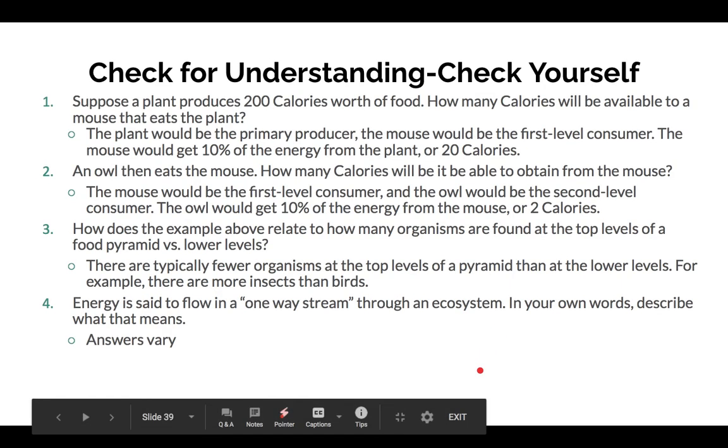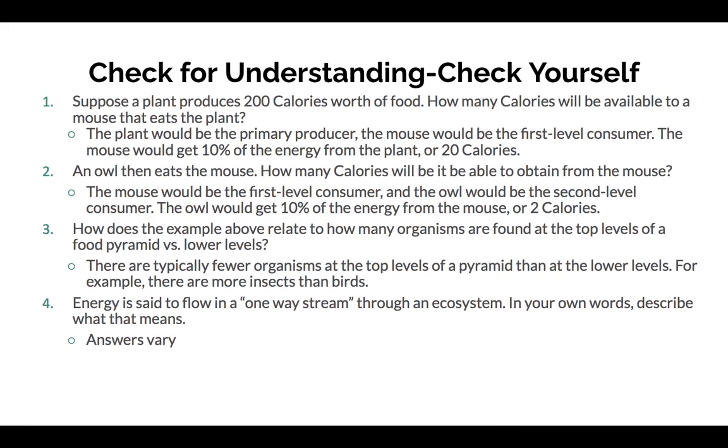Okay, so first check for understanding. If a plant produces 200 calories worth of food, how many would be available to the mouse that eats the plant? So remember, the plant's going to be the primary producer, mouse is going to be the first level consumer, and the mouse would get 10% of the energy from the plant, or 20 calories, okay, because 10% of 200 is 20.